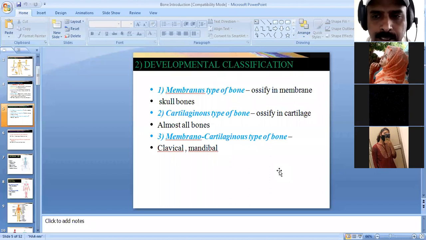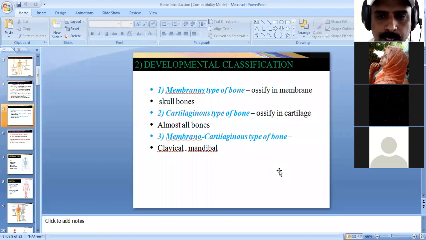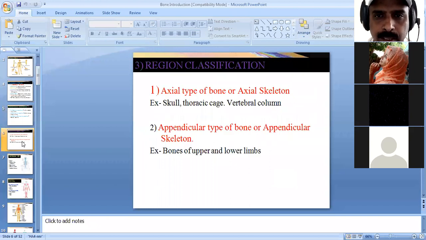Then next comes the membranocartilaginous type. The membranocartilaginous type of bone includes the clavicle and mandible. These are the bones which ossify in both membrane and cartilage. So this is very important.